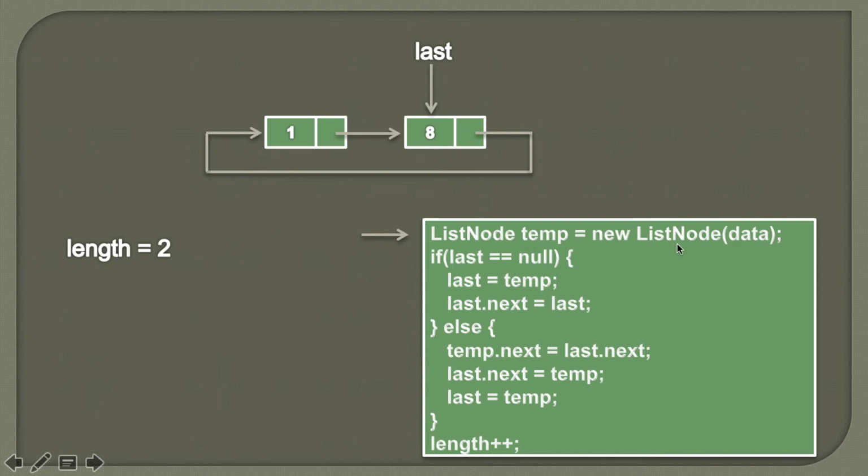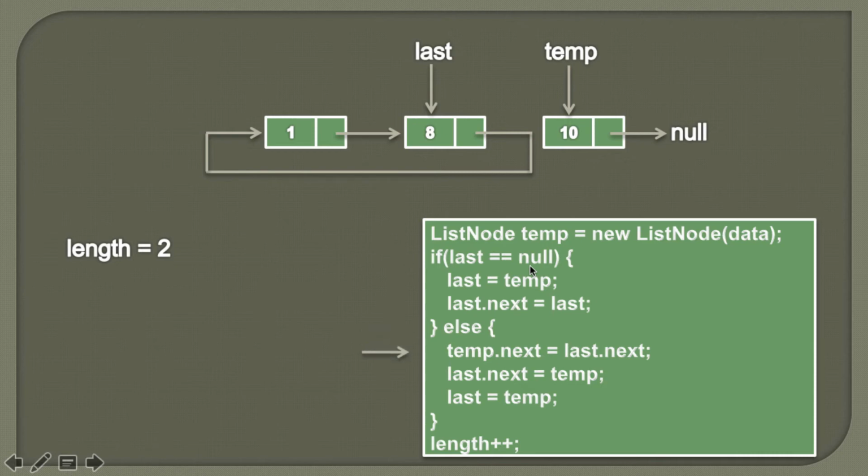In the first step we'll simply create a list node and we'll refer to it by the temporary variable. Here you can see we have simply created a temporary node having data as 10 and whose next is pointing to null. And now we want to insert this node at the end of the circular singly linked list. Now the first step will check whether last is equal to null or not. Currently last is pointing to the second node, therefore it's not null. So the condition in the if block comes out to be false. So the else part will be executed.